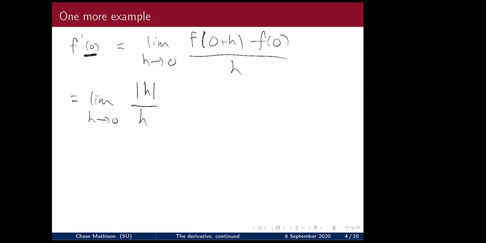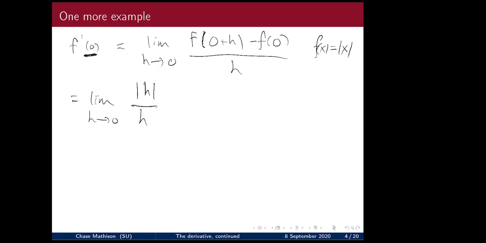Where do you get the absolute value? Oh, so that's the function we're looking at. F of x for us. Yeah, excellent question. F of x for us is the absolute value of x. Good question.